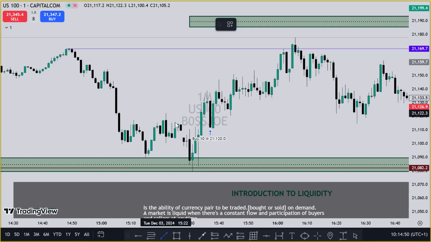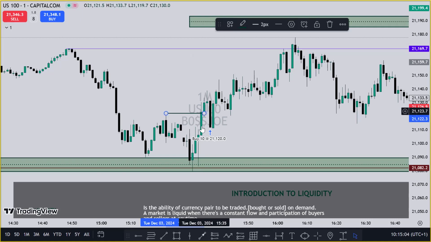There's also a high for me, but this one is so obvious. So I picked this high, waiting for price to break and close above it. You see this candlestick break that high and close above it.